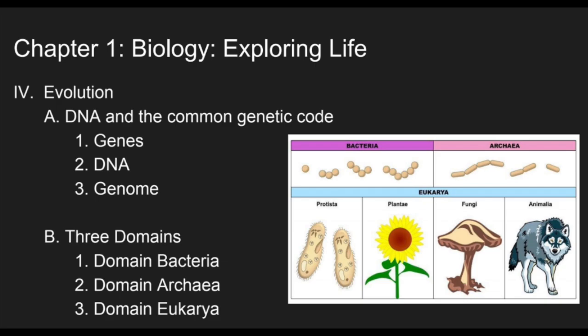Going to number 3 on your slide, genome. A genome is made up of all of the genes in an organism. The human genome involves all of our 23 pairs of chromosomes from our mom and dad, so 46 total in each of our cells. Those genomes are made up of genes, and genes are then made up of DNA.